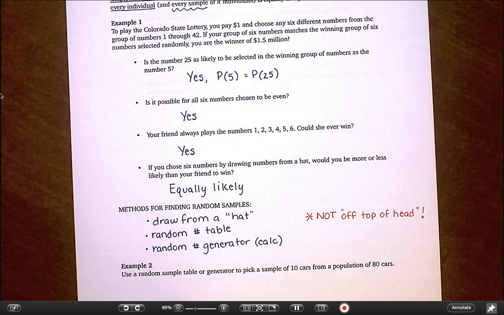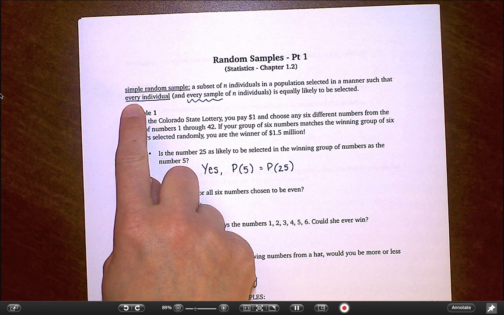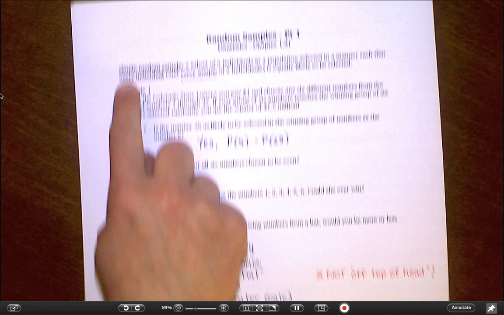In this first example, we're not going to use the random number table. We're going to use a generator, and we're going to come up with 10 random numbers. Some of you might look at that and go, really? I could have just made up 10 random numbers. But when you are choosing numbers randomly in your head, you don't necessarily pay attention to the fact that every individual has the same likelihood of being chosen. Here's what I mean by that.